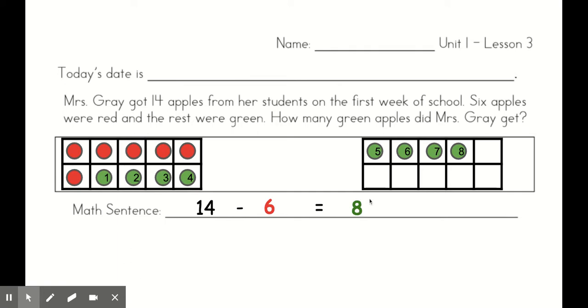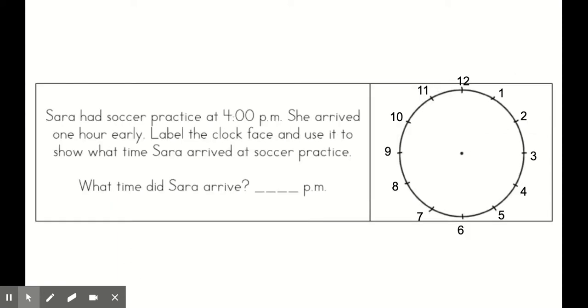All right, the next question says Sarah had soccer practice at 4 p.m. She arrived 1 hour early. Label the clock face and use it to show what time Sarah arrived at soccer practice. What time did Sarah arrive? And it has some blanks there for you to fill in. So you do need to label the clock. This is how you would label the clock.